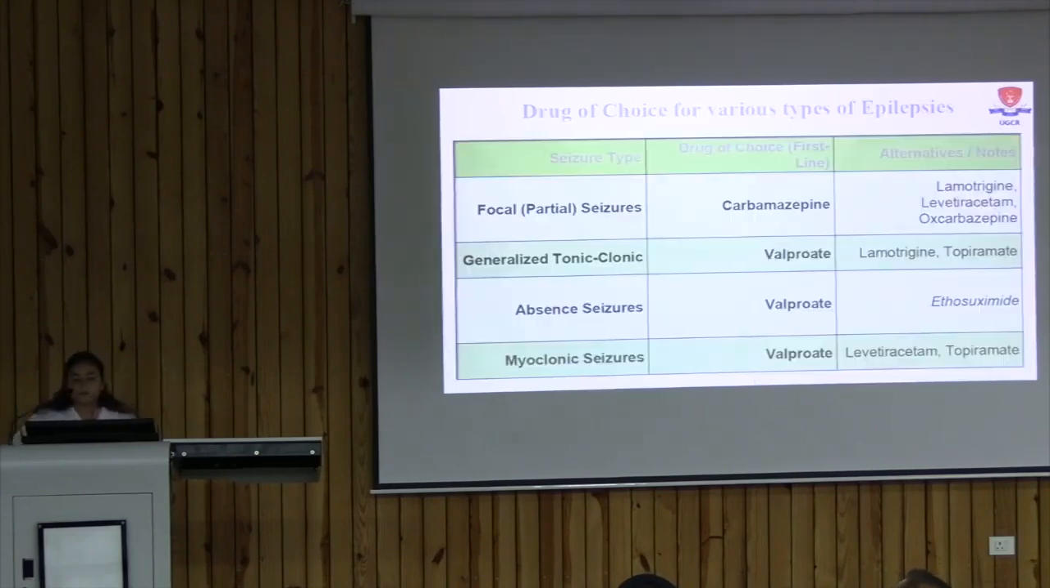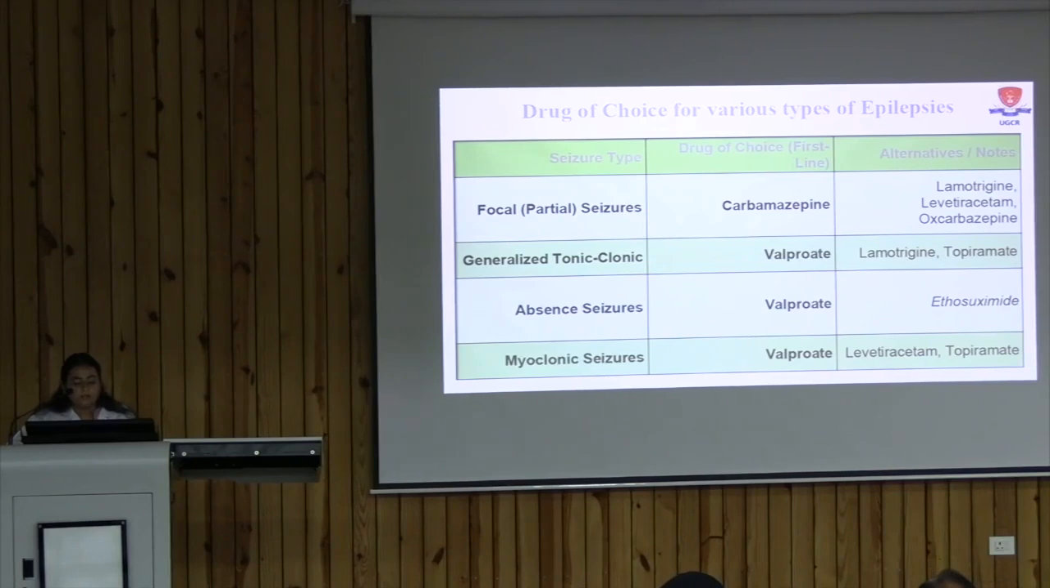Moving on to the drug of choice for various types of epilepsies. For focal partial seizures, carbamazepine is the drug of choice, while lamotrigine, levetiracetam, and oxcarbazepine can be used as alternatives. For generalized tonic-clonic seizures, valproate is the drug of choice, while lamotrigine and topiramate can be used as alternatives. For absence seizures, the drug of choice again is valproate, while ethosuximide is an alternative.